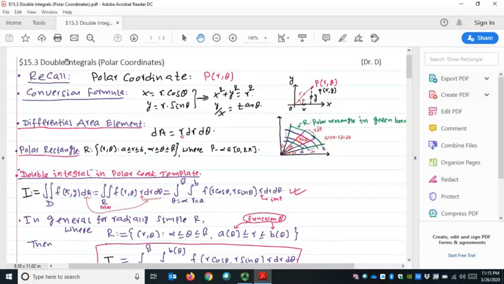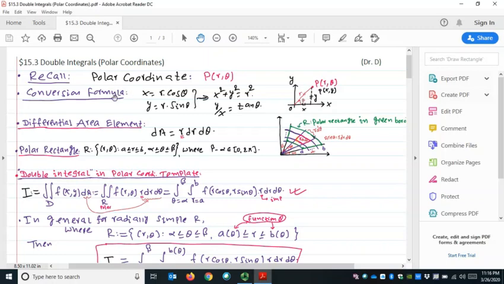Today I'm going to cover double integrals in polar coordinates. In our last sections we covered double integrals over general regions in Cartesian coordinates. So now today, polar coordinates. The polar coordinate is represented by r and theta, where r is the radial distance from the pole to that point and theta is the angle between the radial distance and the positive x-axis.